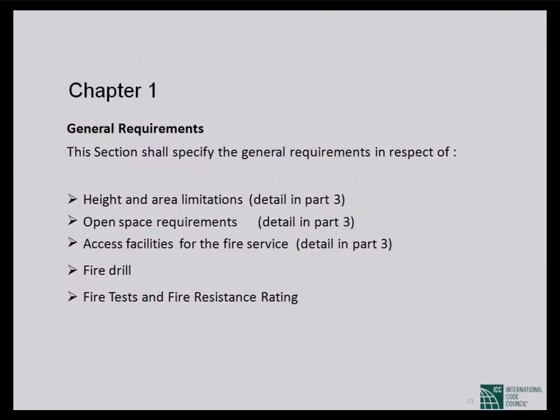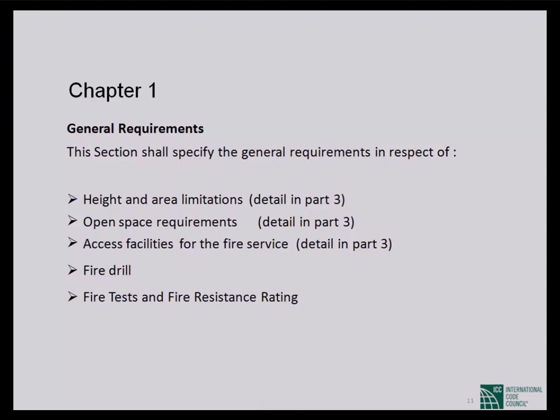The general requirements you have actually already learned. There are some height and area limitations, which are in Part 3. It's a structural part, and most probably some architect has given a lecture on that. Second thing is open space requirement. This is also an architectural part, in Part 3. And the access facilities for the fire service are also in Part 3. That also has a lecture. Fire drill and fire test, today I shall talk about.